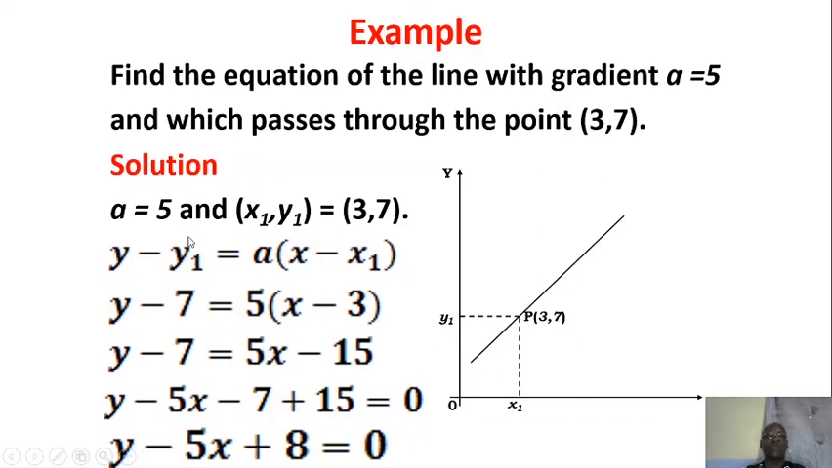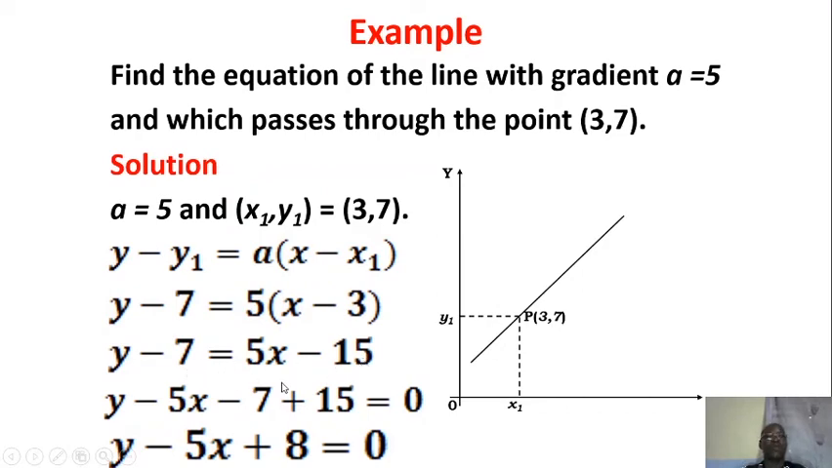Remember I have said y1 is 7 and x1 is 3. While this x remains as it is, the gradient, which is the slope, is given as 5. Once you put in the values, open brackets and collect terms as much as you can. When we open these brackets, remember 5 multiplying x is 5x, and 5 multiplying minus 3 is minus 15.